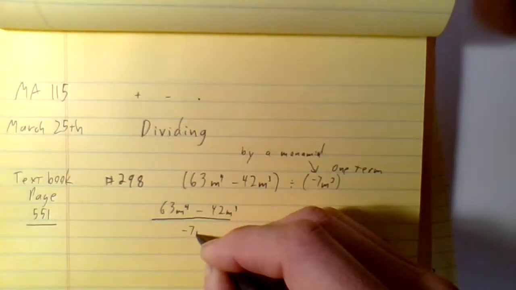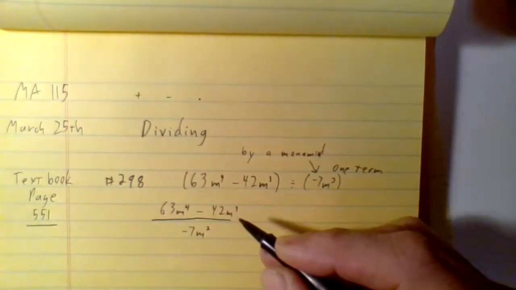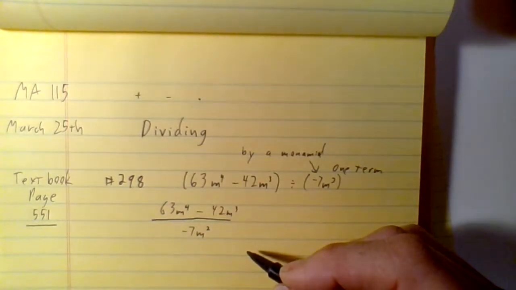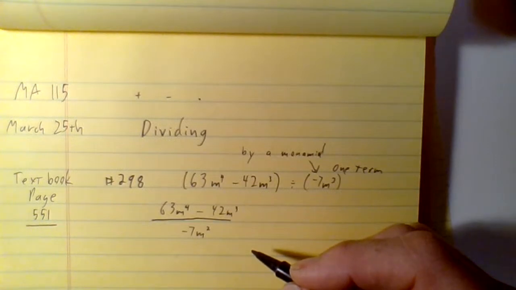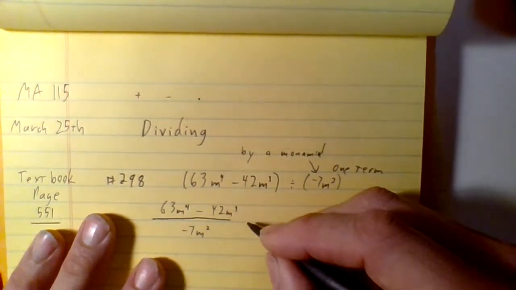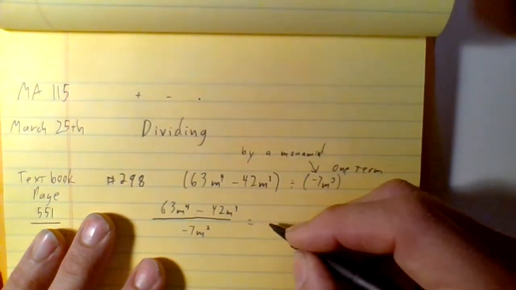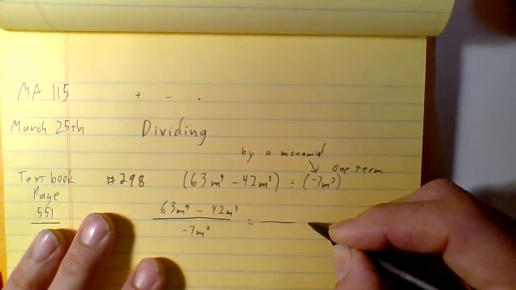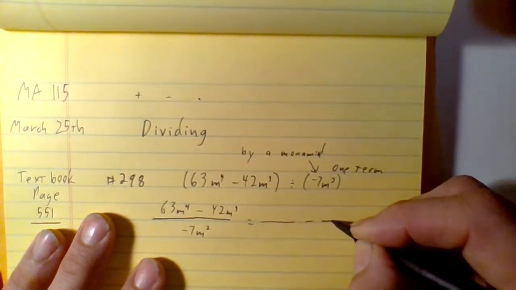Dividing by negative 7m squared. If I set it up as a numerator-denominator kind of division, then I don't really need the parentheses. That kind of made that a little bit nicer. And then what I'm going to do is think of it this way. When you're dividing by a single term, you can go ahead and think of these two things separately.